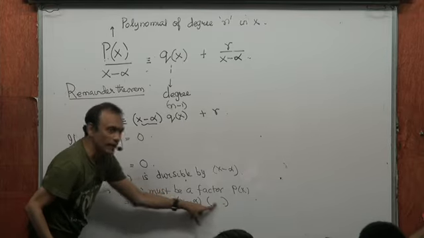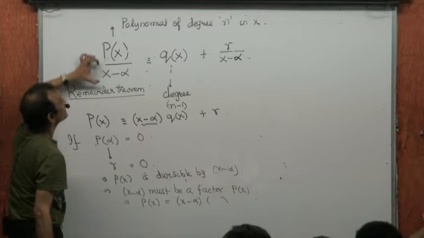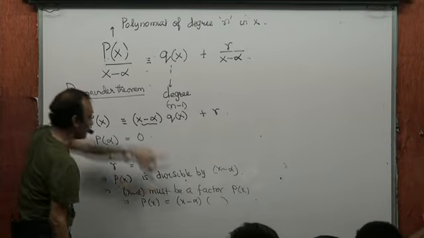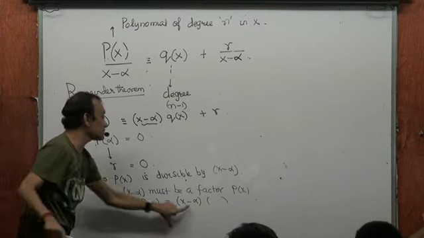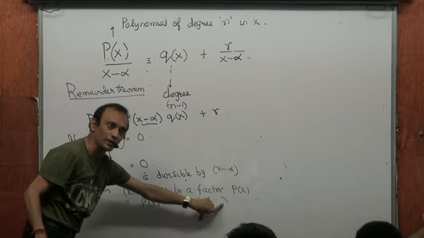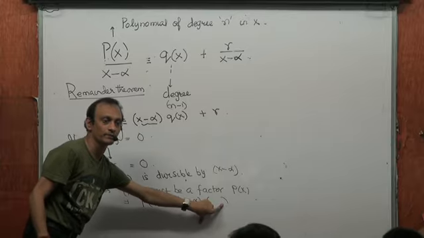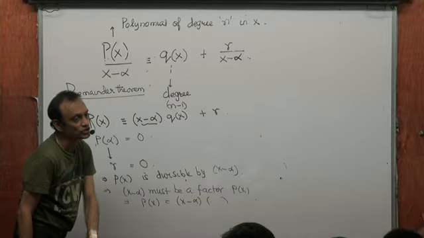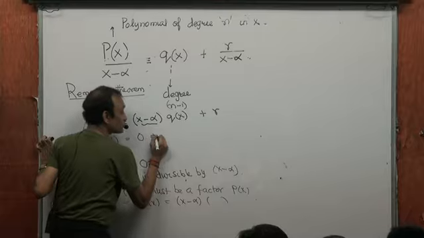Something means this will also be a polynomial. P(x) divisible by x minus alpha means when you divide it by x minus alpha, you must still get a polynomial. So P(x) by x minus alpha, if it turns out to be a polynomial, that means P(x) is divisible by x minus alpha. And when would P(x) be divisible by x minus alpha? If P(alpha) is 0. P(alpha) equal to 0 means what? Alpha is a root of P(x).